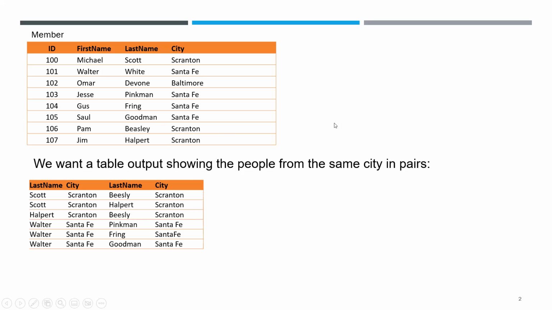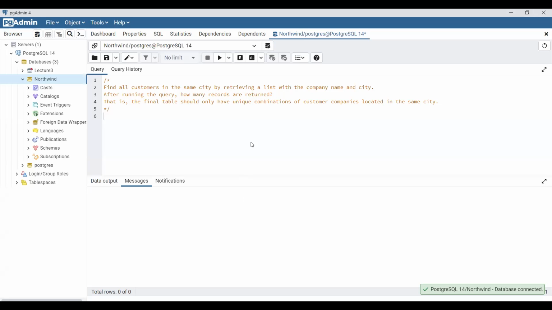I'm going to use the Northwind database to demonstrate how to solve this question using a self-join. Okay, so I'm in my pgAdmin window here. I'm already linked to the Northwind database, and we're looking at the Northwind database. And I want to find all customers in the same city by retrieving a list with the company name and city. I want to know how many records are returned if I run the query. That is, the final table should only have unique combinations of customer companies located in the same city. So when I write a query, I want to know what's the final number of rows in that table.